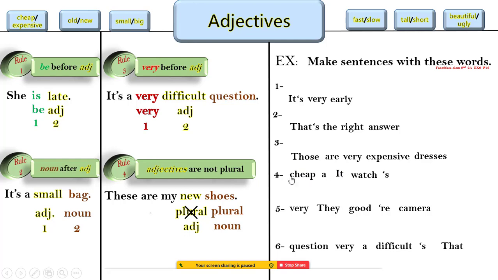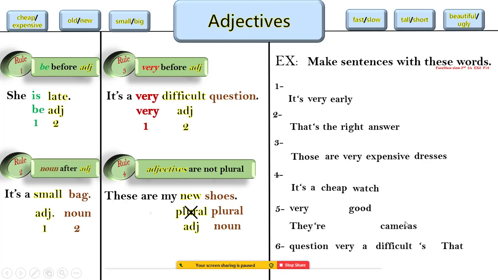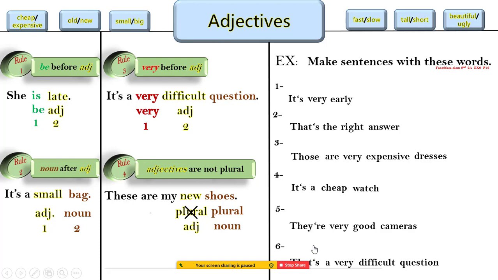Okay, now number four, the subject, it. Verb to be, is. Okay, it is, we have cheap, a watch. A cheap watch. Okay, number five, where is the subject? They. Verb to be, are. And again, we have camera. Okay, before nouns, we have the adjective before the noun, and very before the adjective. Now number six. Okay, we have the subject, verb to be, is. That is, then a very difficult question. Okay, so this is the exercise, and these are the four rules for adjectives.